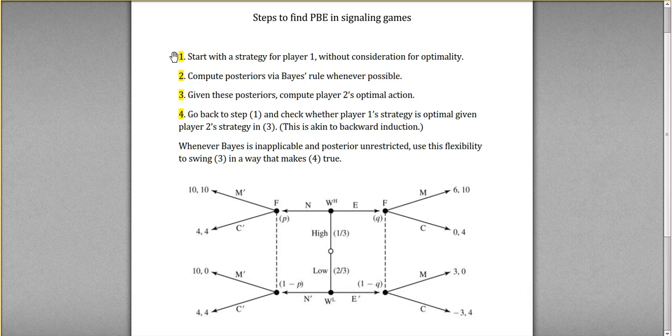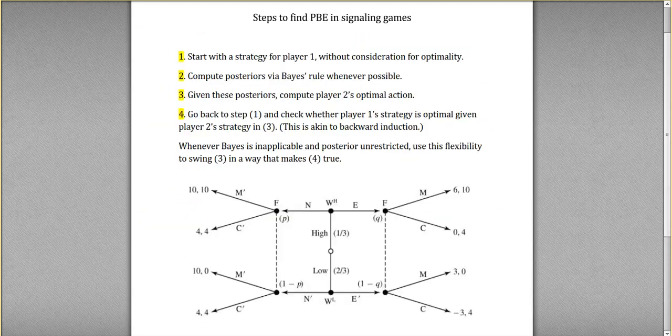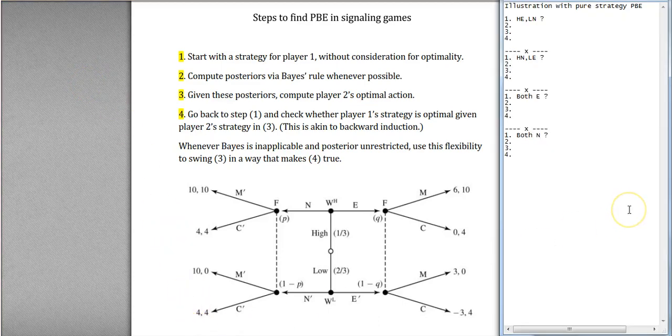All right, these are the 4 steps. You should have them very clear in your mind, and there's nothing new here. This is already covered in slide 11 of chapter 28. Just presented slightly differently here. Now, we're going to illustrate this algorithm in the context of the education signaling game. So let's try to find all pure strategy perfect Bayesian equilibria. Mixed strategy ones will be reviewed in a separate video.